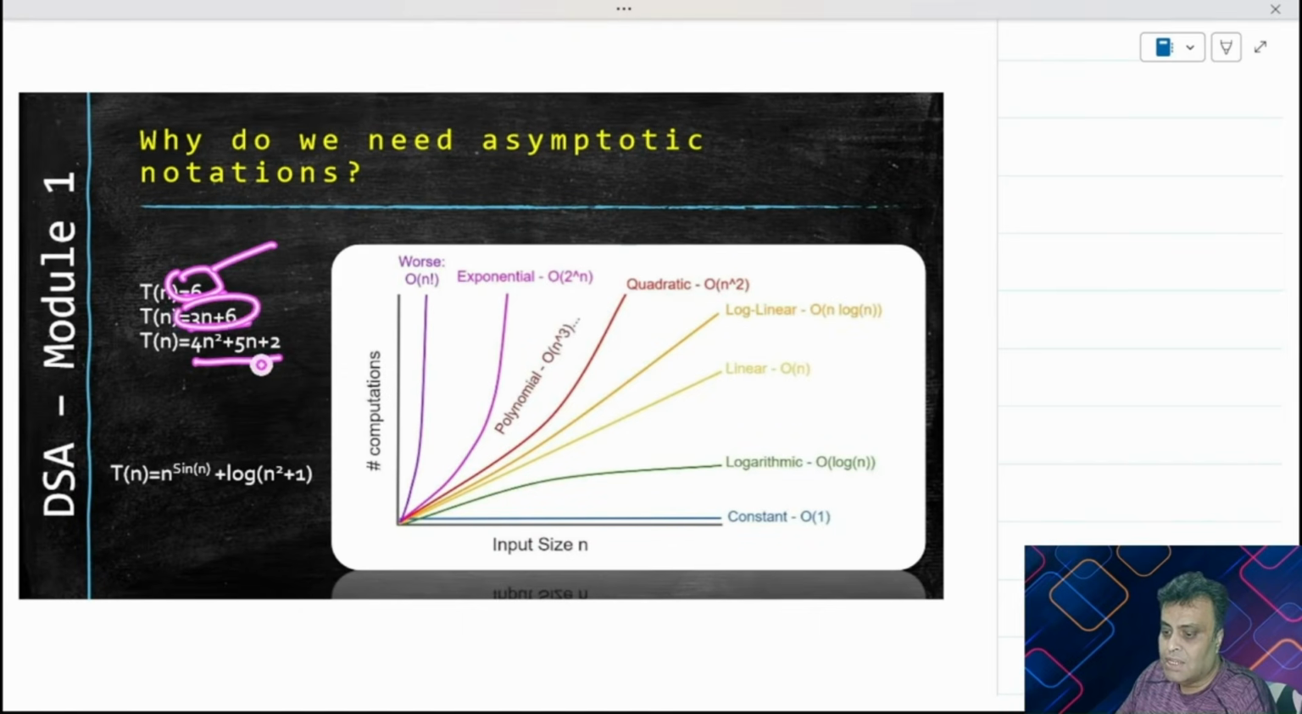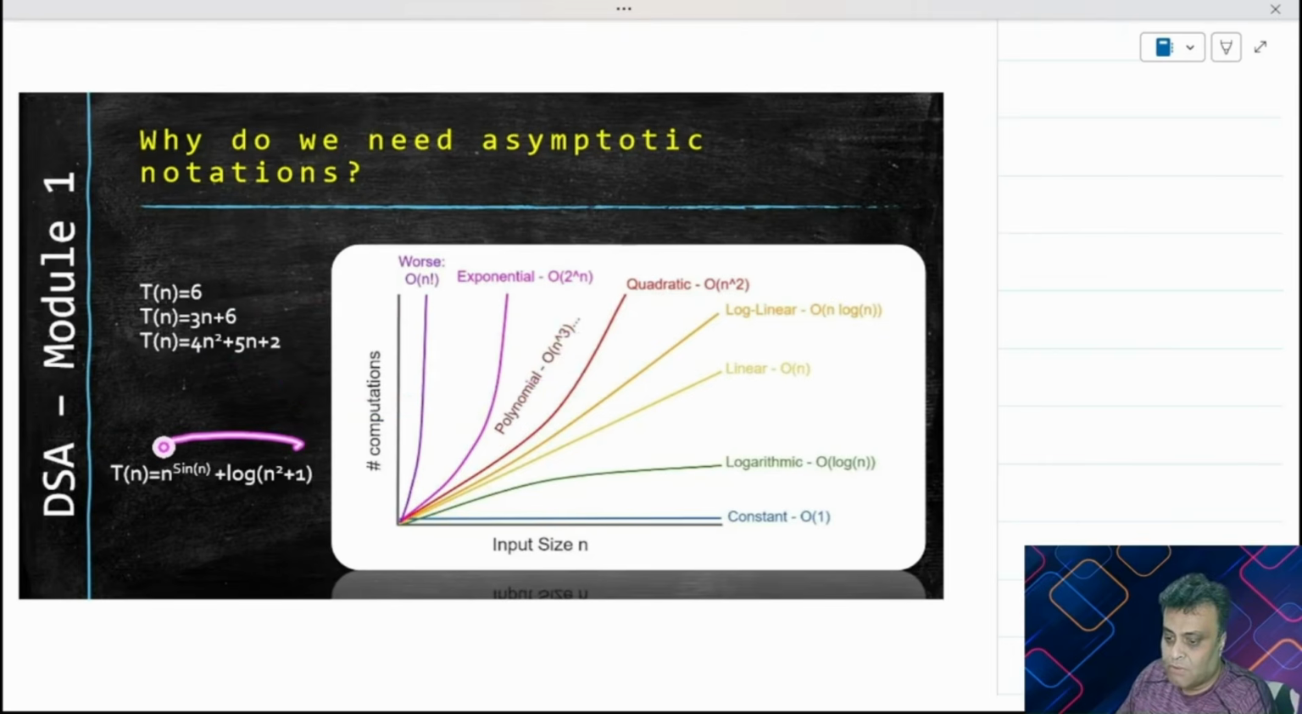If it is having n, check the highest power of n. The highest power of n will tell you which class it will fall under. The highest power of n here is 1, so it falls under the linear complexity class. If the highest power of n is 2, it falls under the quadratic complexity class, and so on and so forth.